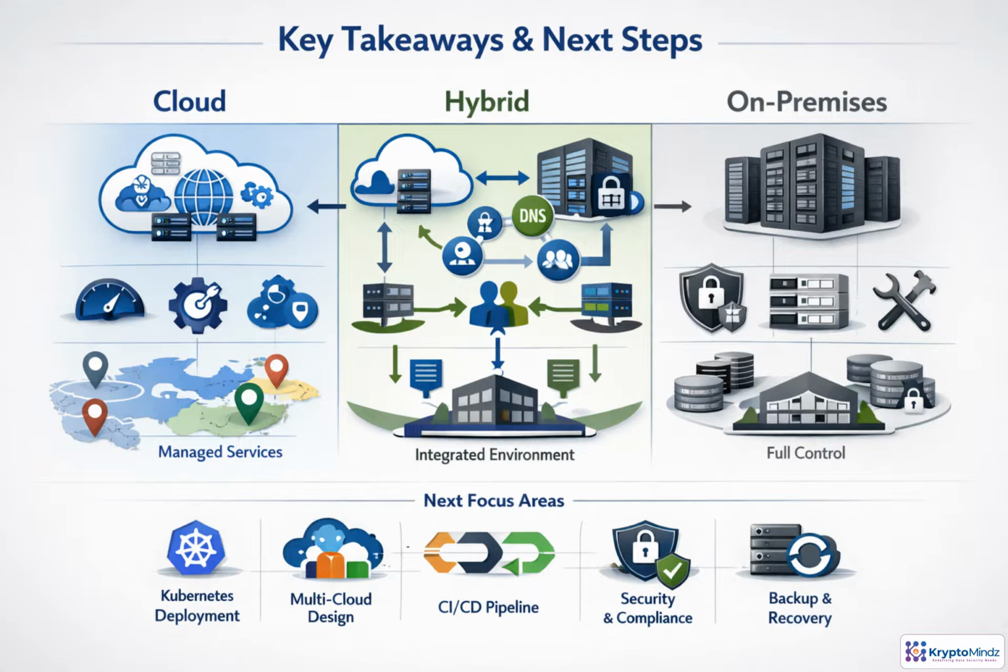Deployment architecture is the bridge between Fabric's technical design and enterprise reality. Cloud gives speed and managed services. Hybrid fits mixed organizations but requires coordination. On-premises gives control with higher operational responsibility. Next, we'll go deeper into Kubernetes, multi-cloud, CI/CD, security, scaling, monitoring, backup, and recovery.